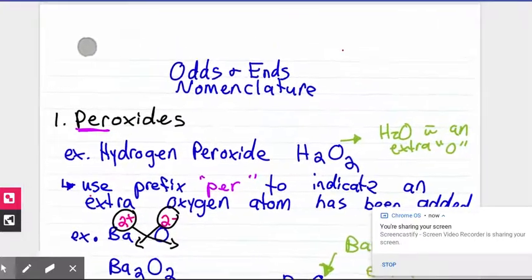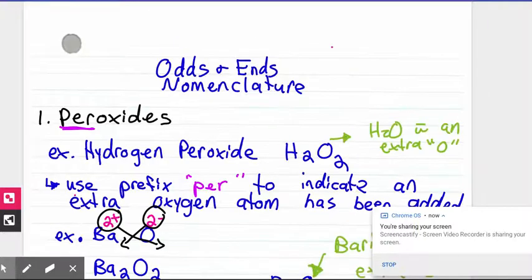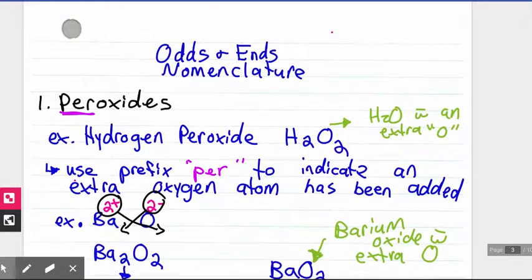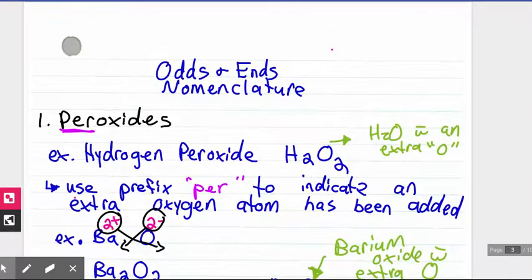All right, this is a brief lesson to end our learning about nomenclature, where we just have a couple loose ends that we need to talk about in case you come across these compounds. You will know how to name them, or if you come across the name, you'll be able to determine the formula. So the first type of compound that I want to look at is called a peroxide.